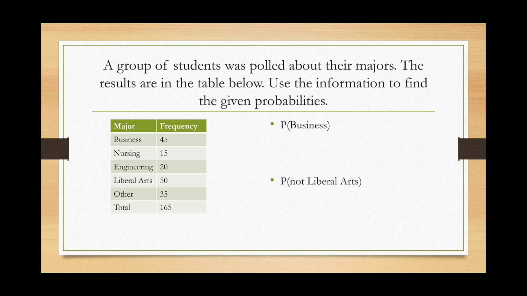So if we're picking a student at random, the probability that student would be a business major would be 45 over 165. So I'm going to call that 0.27. Then the next question says, not liberal arts. Well, there are 50 liberal arts students, which means everybody else is not liberal arts. So that's 165 minus 50 over 165. So 165 minus 50 is 115 over 165. This gives me 0.6969 and it repeats, so when I round it to 2 decimal places, it'll be 0.70.